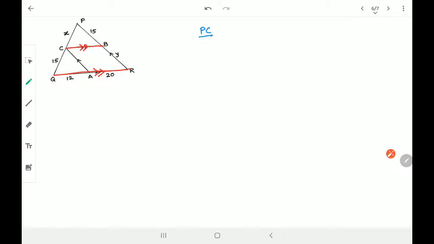So it is PC upon CQ. I'm using the first form because I can get the separate values here. I can see that PC upon CQ is equal to PB upon BR, right? So I can easily put the values: PC is X, CQ is 15, PB is 15 again, and BR is Y. So this is equation number 1. And when I see this, I can understand that X and Y, both variables, are unknown to me. Accordingly, I cannot use this right now.